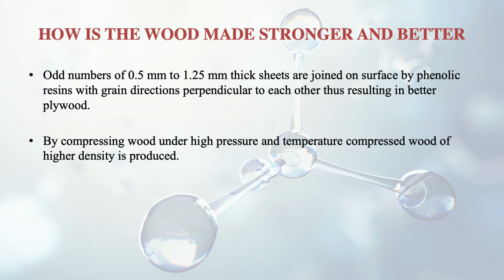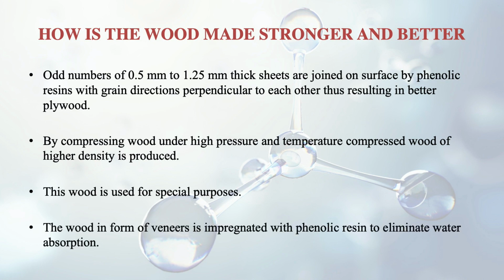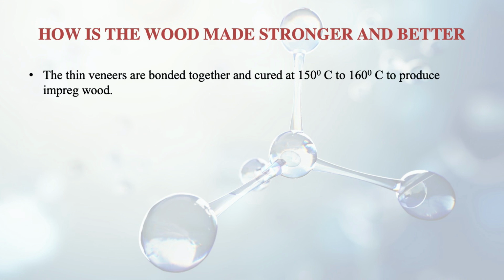Then by compressing wood under high pressure and temperature, compressed wood of higher density can be produced, and this is used for special purposes. Then wood in the form of veneers is impregnated with phenolic resin to eliminate water absorption. So this is one process of removing water absorption or hygroscopicity. We impregnate it with phenolic resin. The thin veneers are bonded together because of this phenolic resin and cured at 150 to 160 degrees centigrade, and they produce a wood called impreg wood.